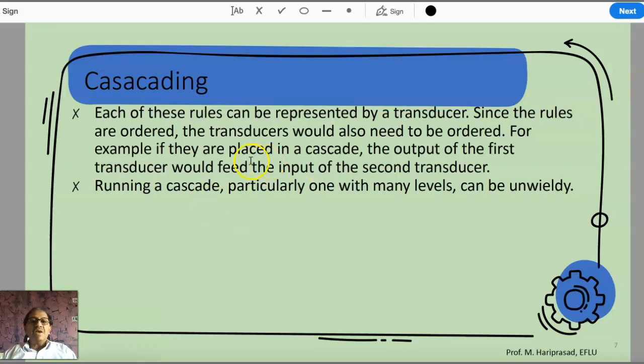So if you have 2 rules, it's okay. But if you have many rules, then you have to have many levels. That means running a cascade, particularly one with many rules, can be unwieldy. If you have many levels or many transducers, then ordering them and running them will become a huge task, right? Instead, we would like to do it in parallel.